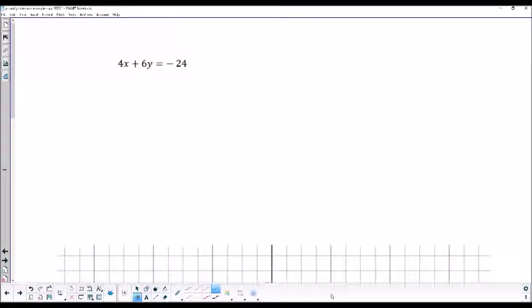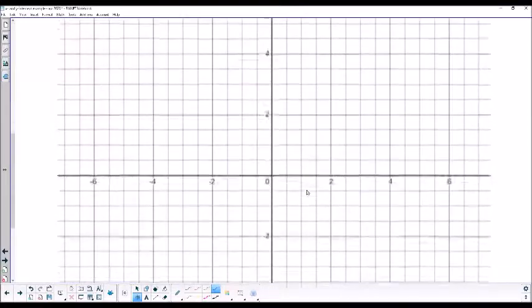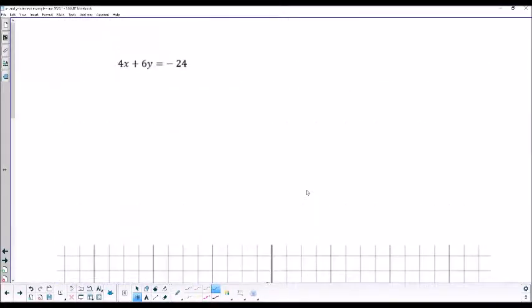Here's the equation 4x plus 6y equals negative 24. See, the graph is not drawn in the grid this time. So now we're going to use the intercepts to draw the graph. If the equation is given in this form, I always find it easiest to find the x and y intercepts.